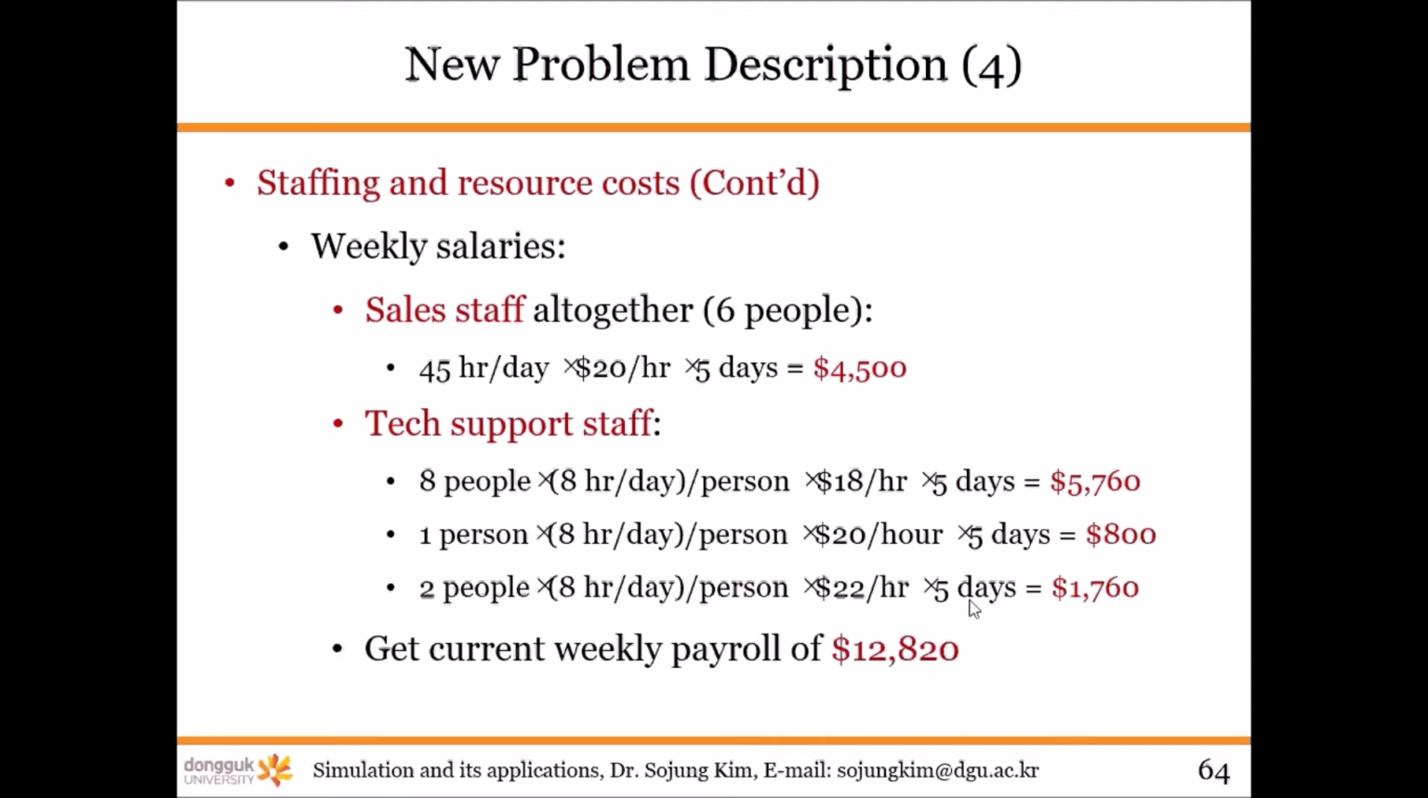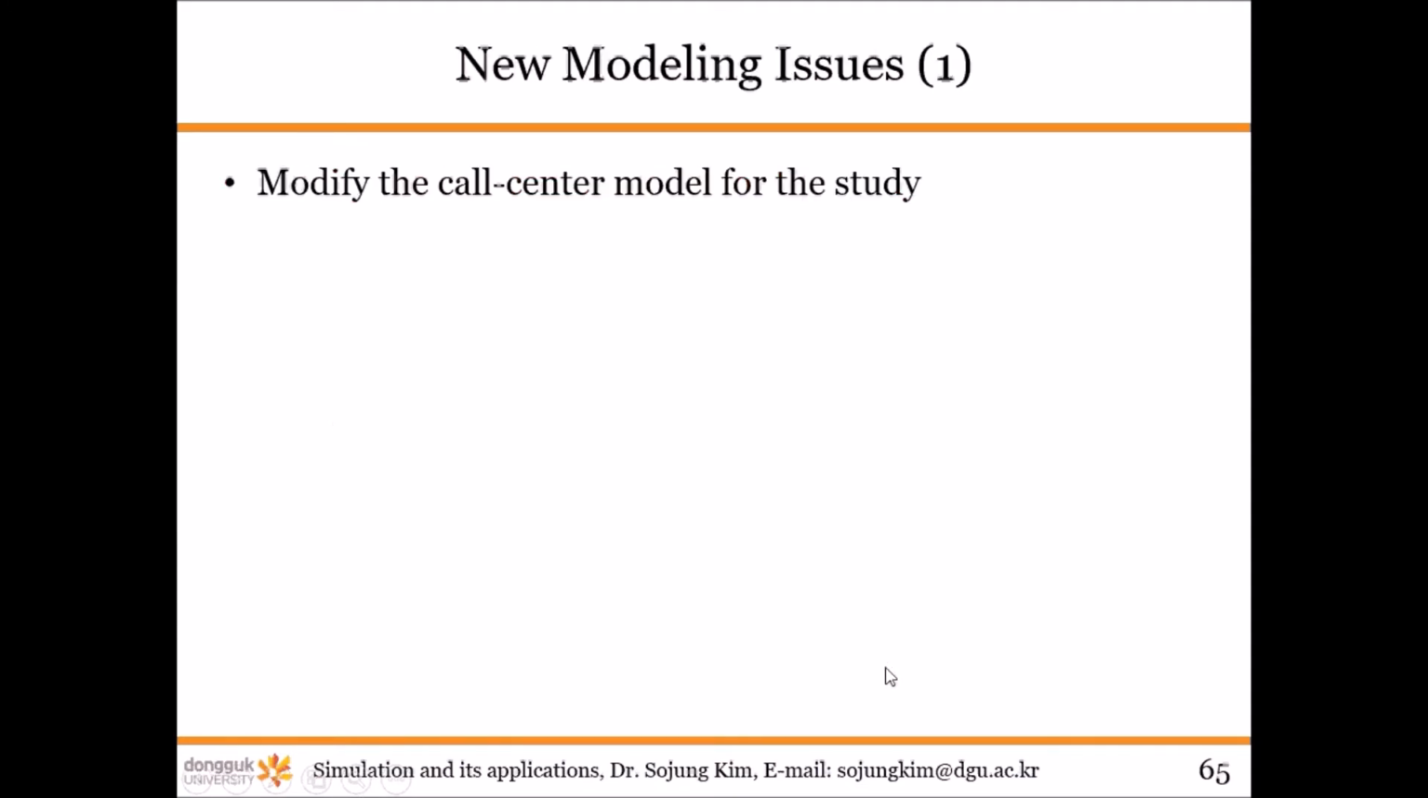So the weekly salary summary is like this. The current weekly payroll can be around $13,000, right?